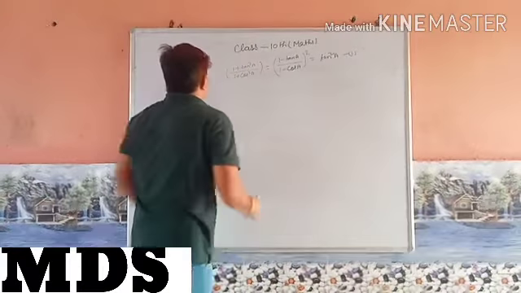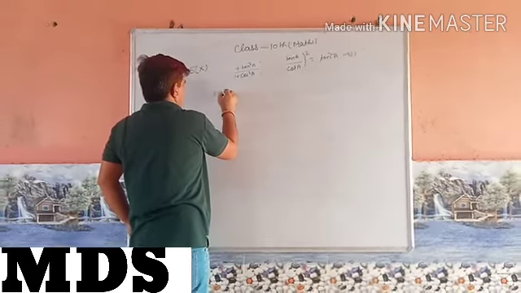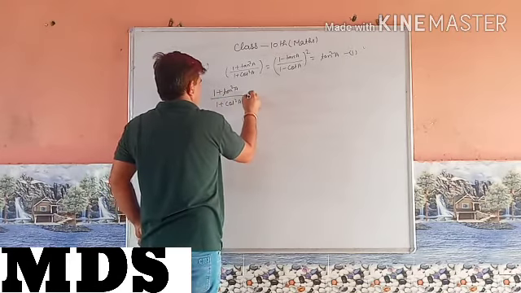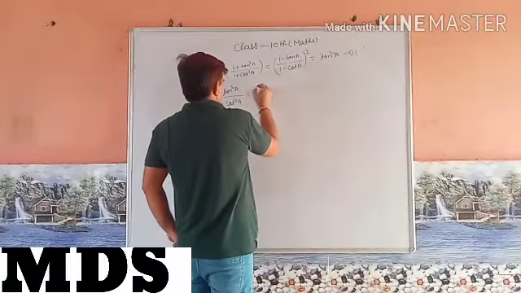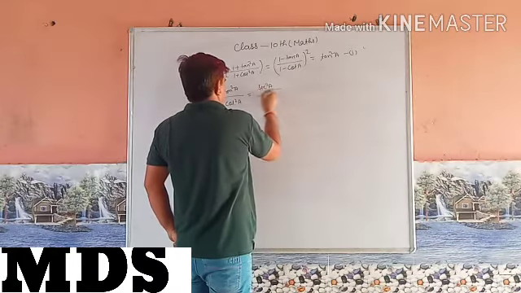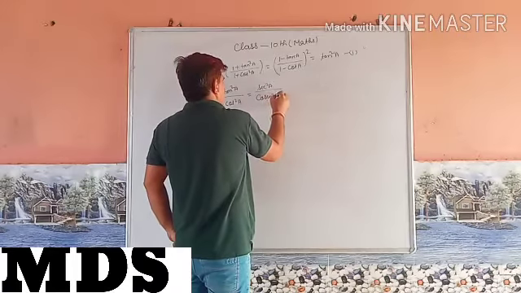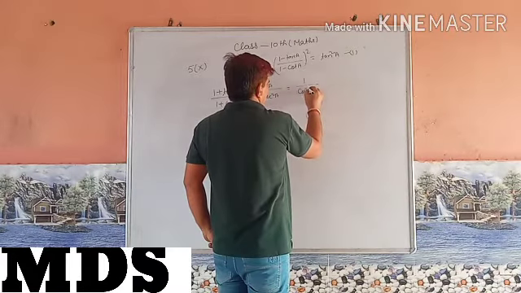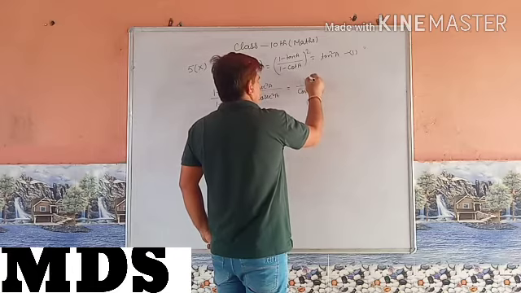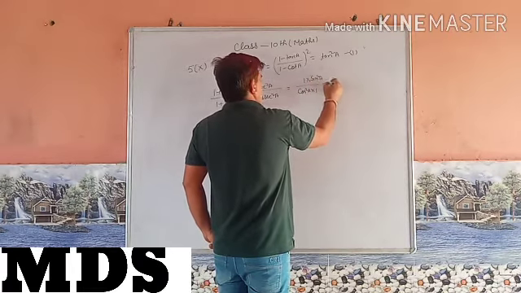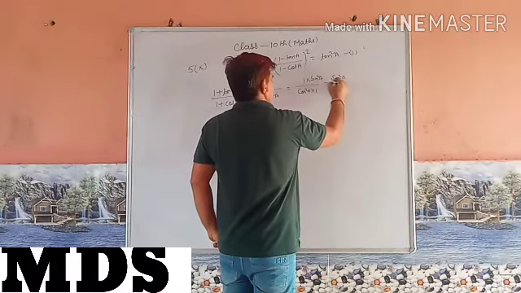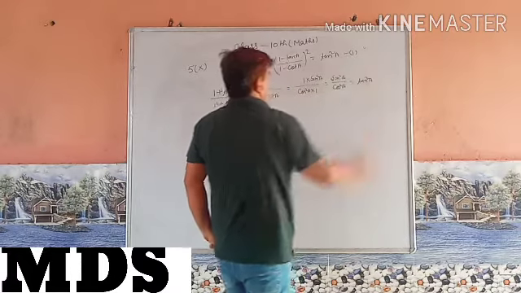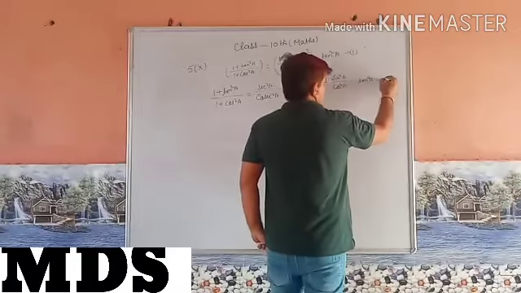Now 1 plus tangent square A over 1 plus cotangent square A is equal to what? 1 plus tan square is secant square A, by cosecant square A. Secant square A is 1 by cos square A, into cosecant 1 by sin square A. This is equal to sin square A by cos square A. This is your second.